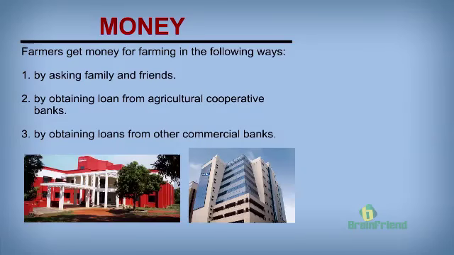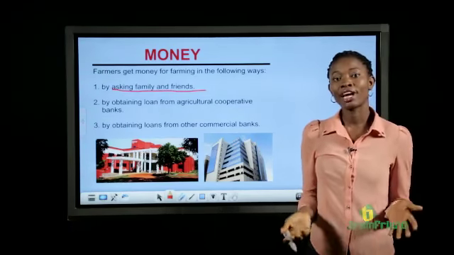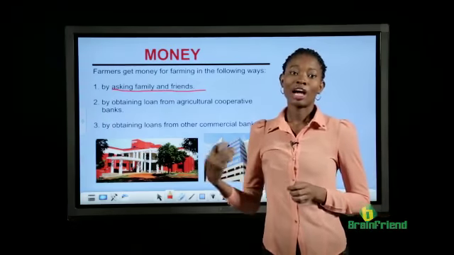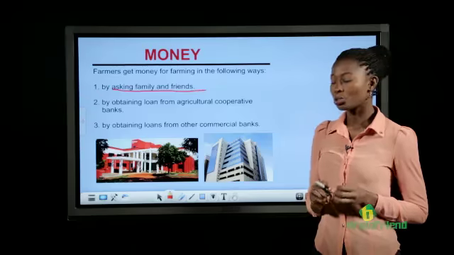There are various ways to get money for agricultural production. One of such ways includes asking family and friends. If you want to go into agricultural production, you may want to ask your family members or your friends for money to acquire most of the resources you need for production.